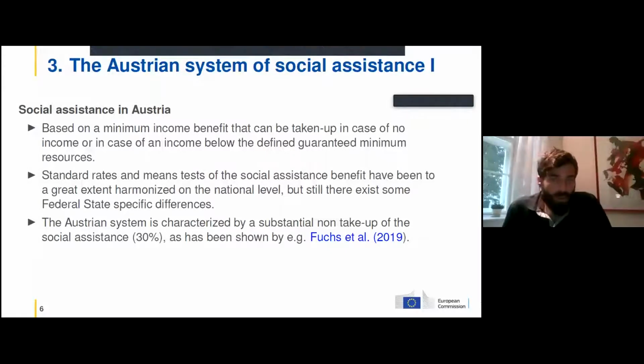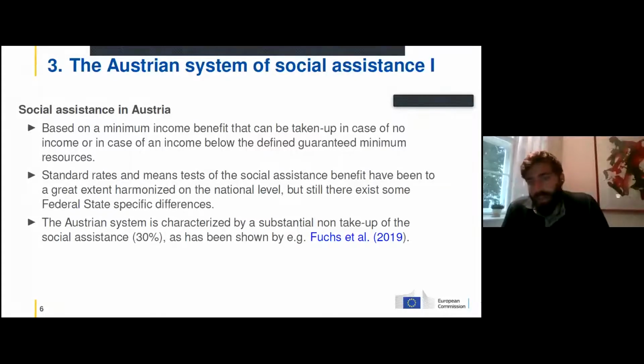Just to mention, in our analysis we use the rules in Vienna because they are the most common ones, and also most of the recipients of social assistance in Austria are based in Vienna, as I will show you later. And the Austrian system is also characterized by a substantial non-take-up of social assistance. So this is a bit related to the keynote we heard today.